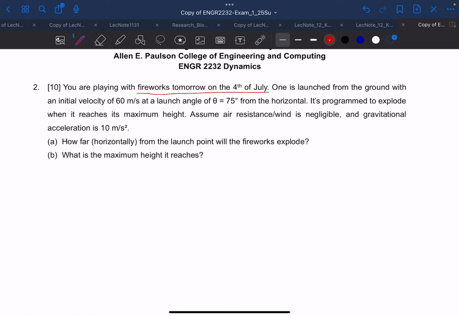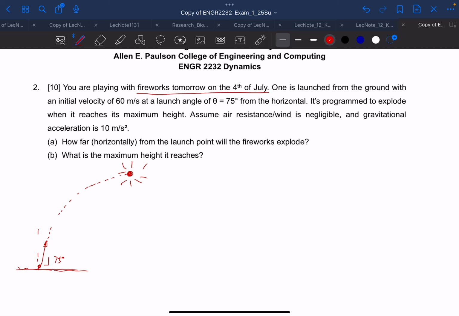So we can kind of visualize what's going to happen. From the ground, this thing will be launched with an angle of 75 degrees, like that, right? And then this guy will go up and up, and then at this point it will explode, right? When it reaches the max point.